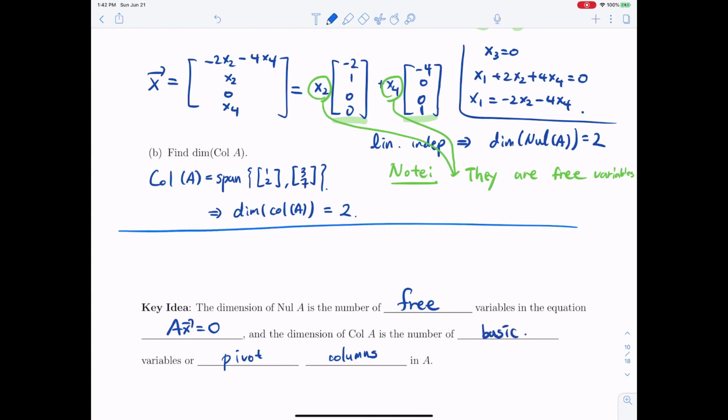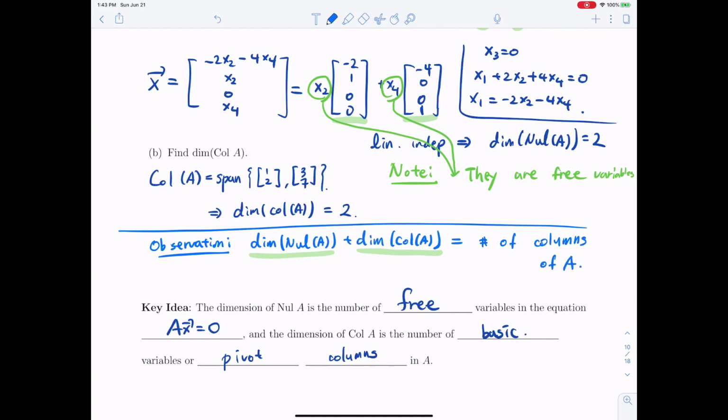Then we can observe that if you add the dimension of the null space and the dimension of the column space, the first one corresponds to the number of non-pivot columns, and the second one corresponds to the number of pivot columns. So we can tell that this equals the number of columns of the given matrix A. So we will explore this kind of relationship in the following section.